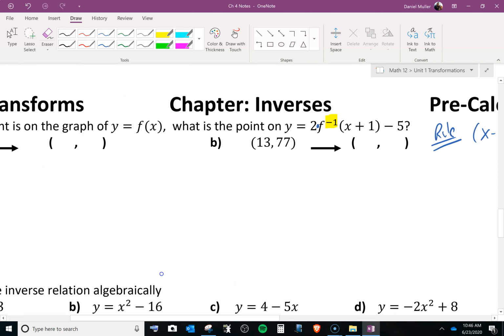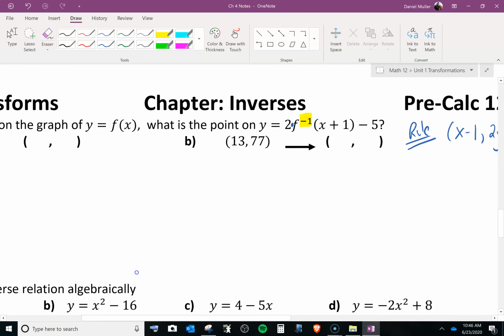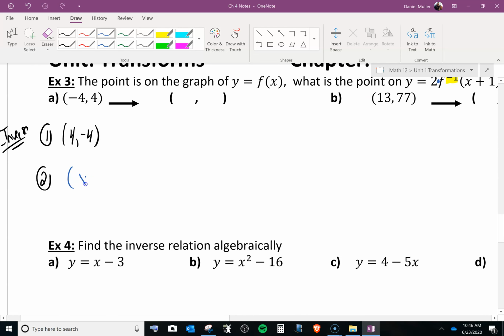Now our rule is x minus 1, 2y minus 5. So we'll do that. You take the 4, put it into there. 4 minus 1 is 3. And then -4 into there is -8. -8 minus 5 is -13. And that's all there is to it.